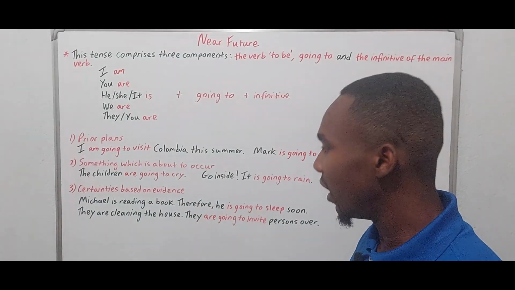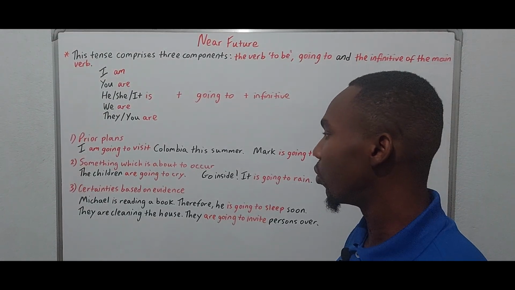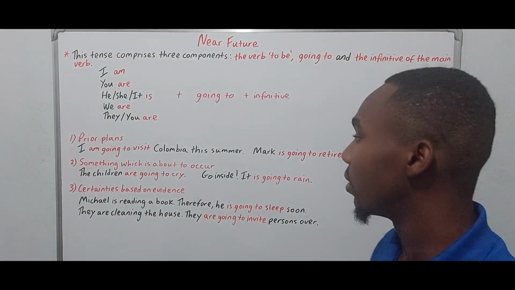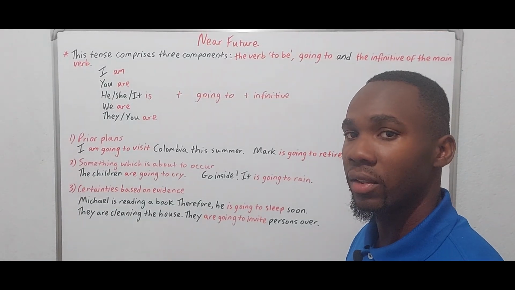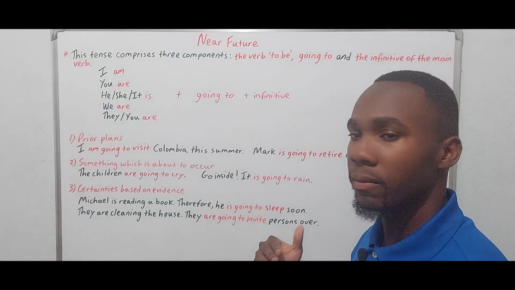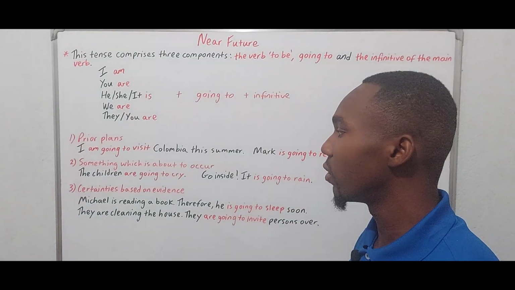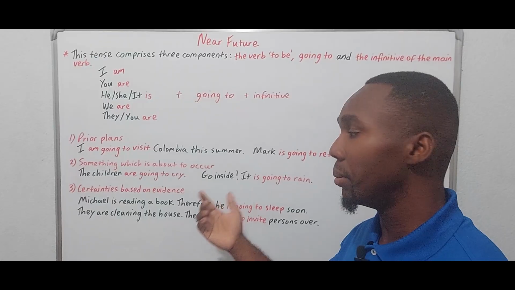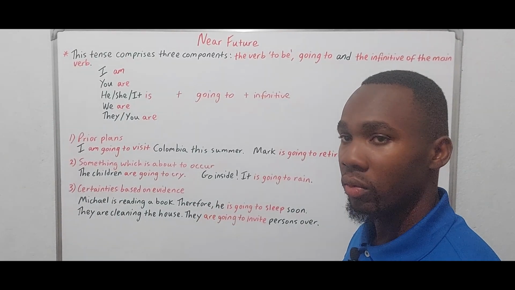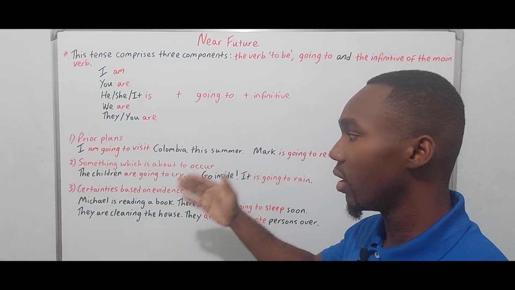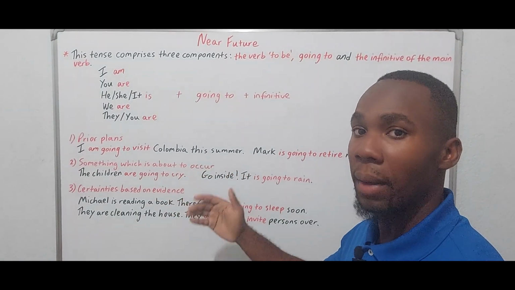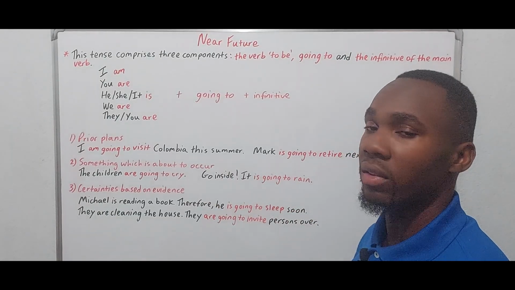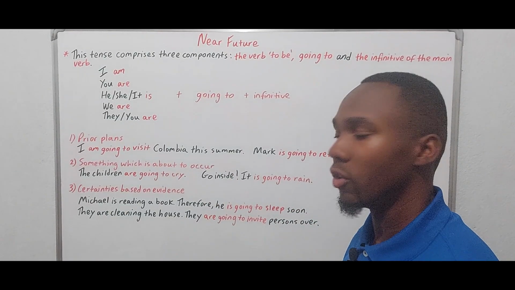Michael is reading a book. Therefore, he is going to sleep soon. So we see we have the evidence that he is reading a book, and our prediction is that he is going to sleep soon. So why would we have that prediction? Why would we have that opinion? We have that opinion because Michael probably has an established routine of reading a book before he goes to sleep. So we concluded that because he was reading the book, that means he was about to go to sleep. Or because he is reading a book, he is going to sleep soon. So this is our evidence here.